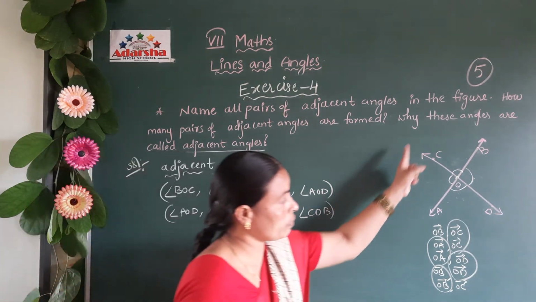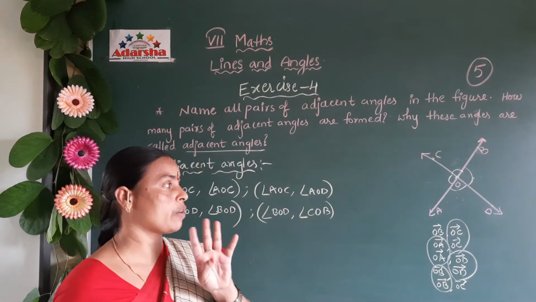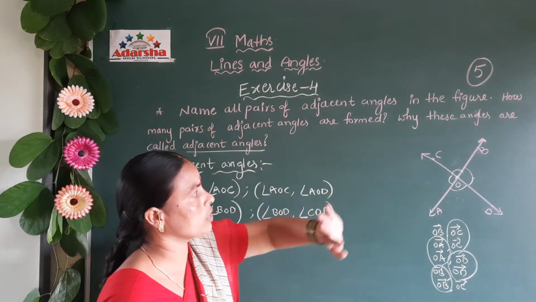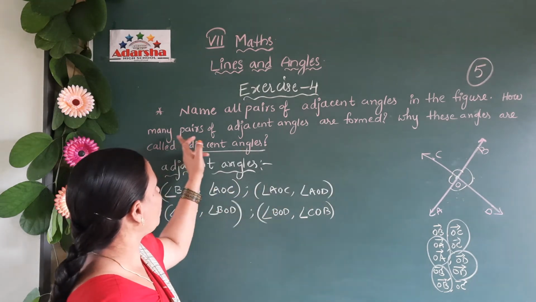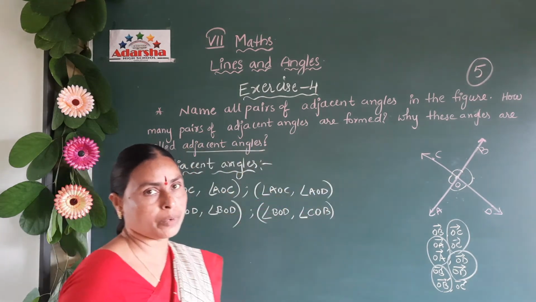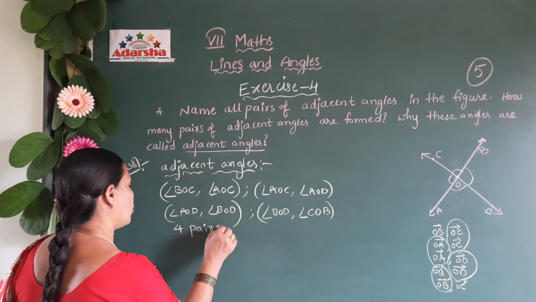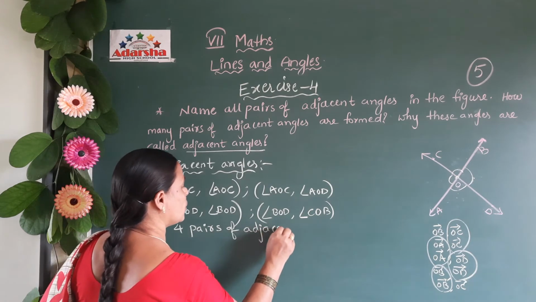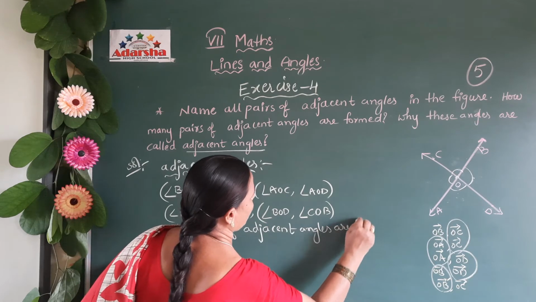In this given figure, how many pairs of adjacent angles are there? Four pairs of adjacent angles are there. Name all the pairs of adjacent angles in the figure. These are the four pairs of adjacent angles. And how many pairs of adjacent angles are formed? Four pairs of adjacent angles are formed.